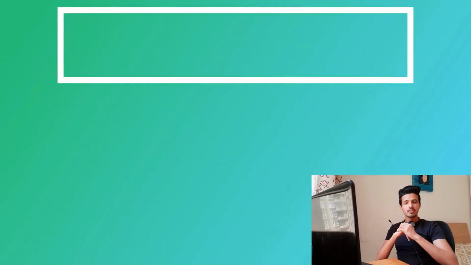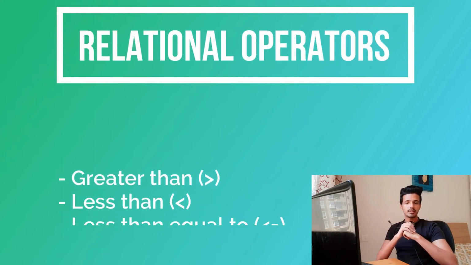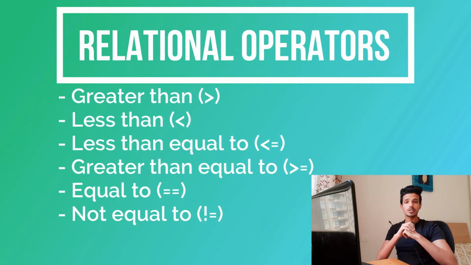So in case of relational operators, we basically have 6 different operators, that is less than, greater than, less than equal to, greater than equal to, and not equal to. So let's understand all these operators in Eclipse.